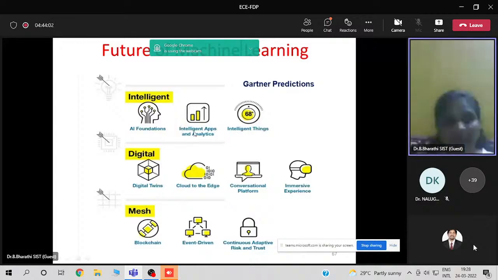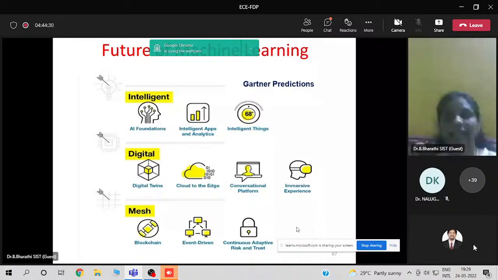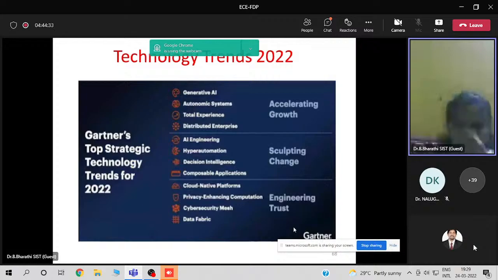People have started using a lot of intelligent things, and for machines to become intelligent, we need a lot of artificial intelligence and machine learning algorithms. We are talking about IoT and digital twins, and to store all this data, we need cloud. Whenever we talk about data, we also have to talk about a lot of security issues, so blockchain also comes into the picture. So all these are the futuristic technologies which are going to come into the market in a big way. These are the technology trends for the year 2022, specific technology trends by Gartner.